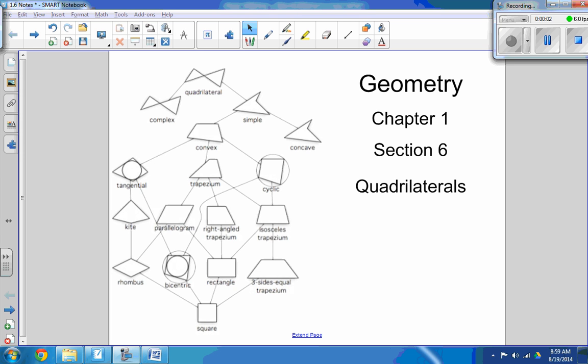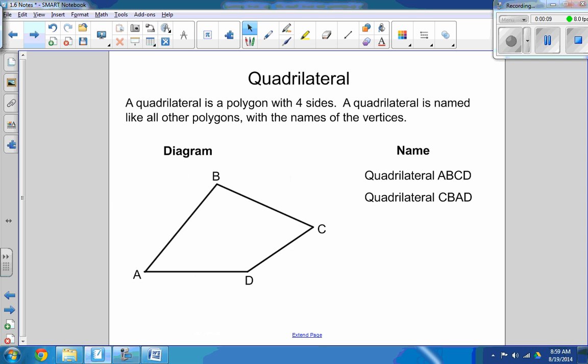Geometry, Chapter 1, Section 6, Quadrilaterals. So a quadrilateral is a polygon with 4 sides. A quadrilateral is named like any other polygon, with the names of the vertices. And remember, you have to go in order.